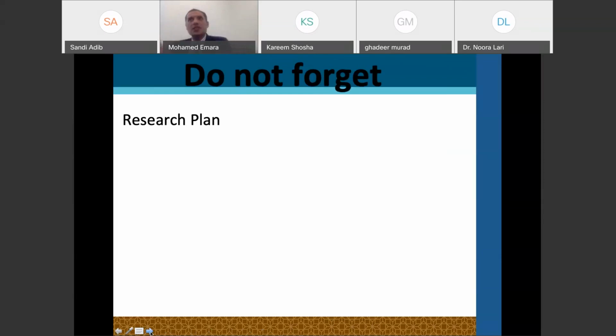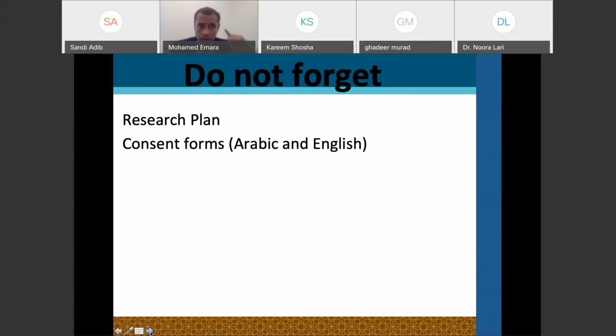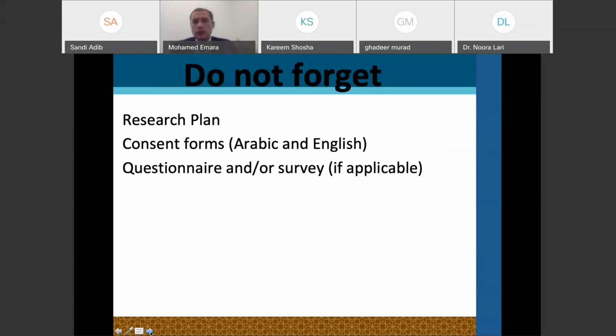Put in mind that you're providing research plans everywhere. So I need a research plan, objectives, hypothesis. I need to see some explanation of what you're going to do, or an explanation of the experiment. Anything involving human subjects has to be very clear to us. A consent form, again, in Arabic and English. I've said it many times. A questionnaire or survey, again, if applicable in some studies, in Arabic and English. The next one is important, if it's applicable.